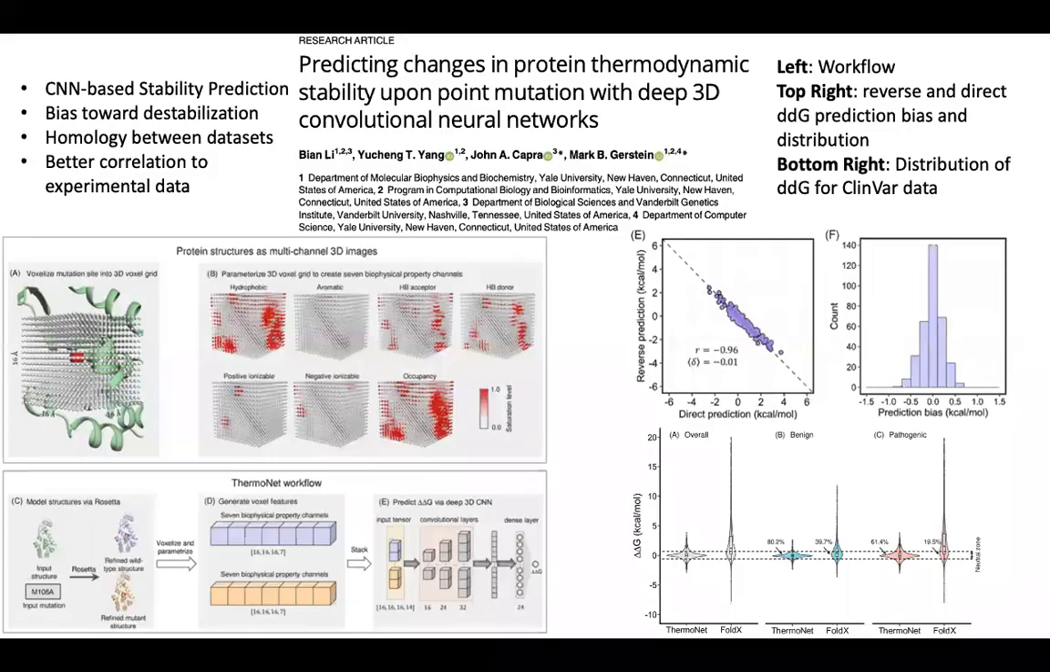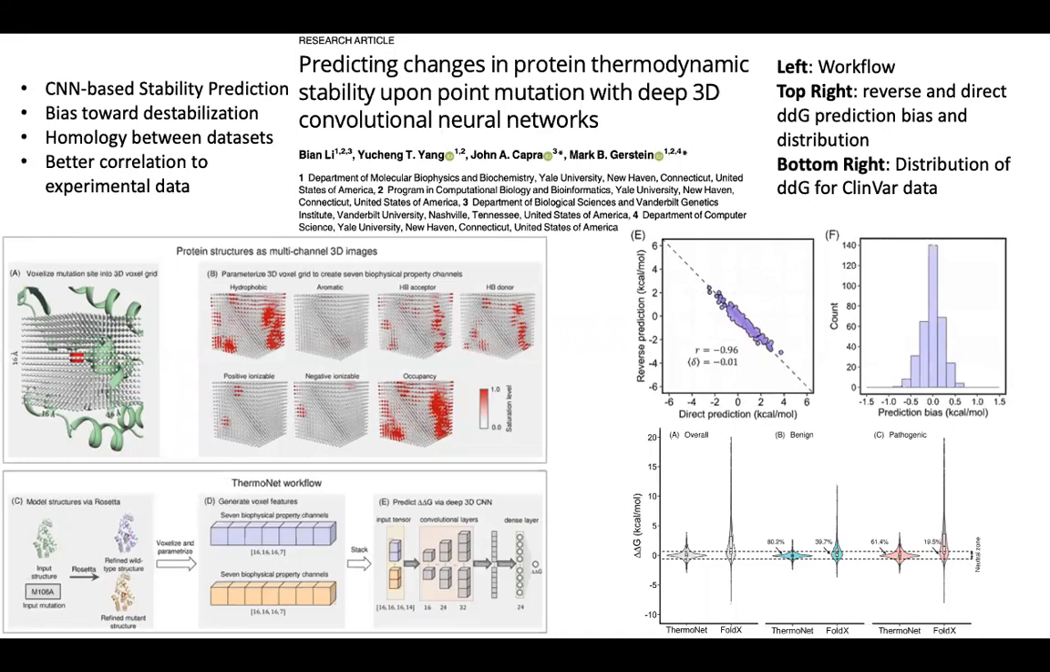The authors of today's 3-minute paper created a convolutional neural network for stability prediction and focused specifically on trying to reduce biases in prediction. Their way to do so, with one focus, was to reduce biases in destabilization, including anti-symmetry-based data augmentation to develop reverse and direct mutations that can be implemented in their data sets.